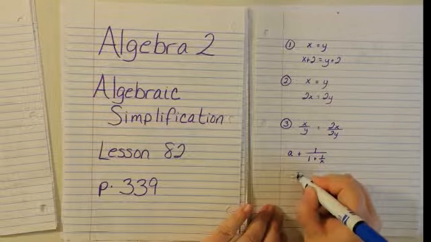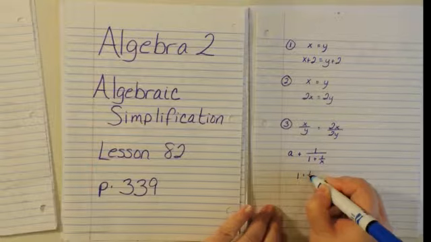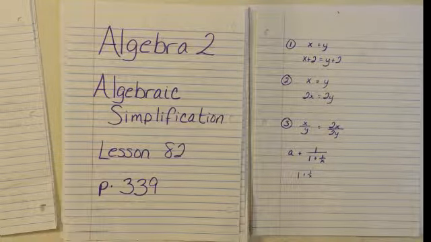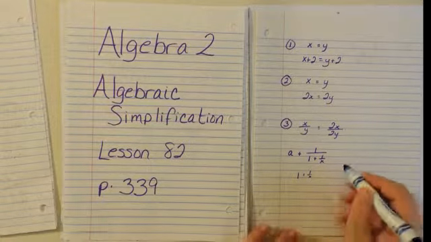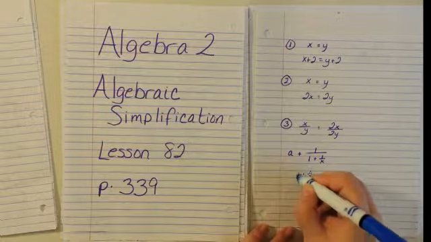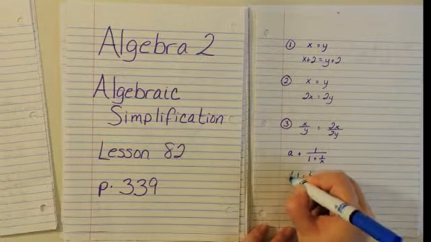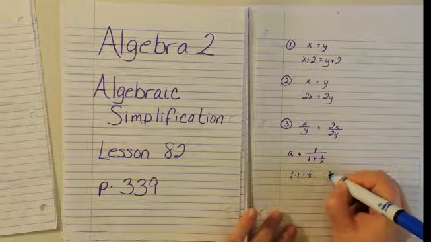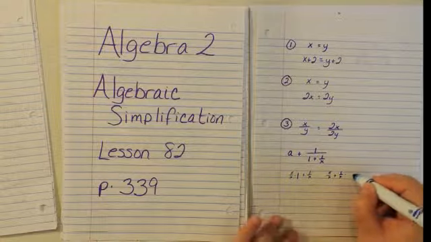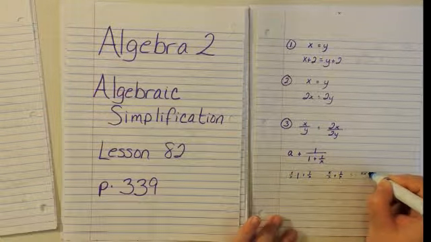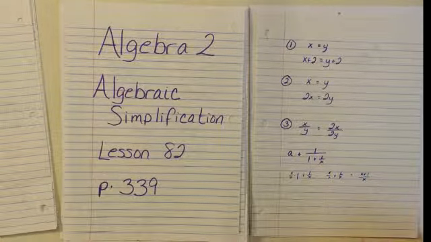So we have 1 plus 1 over x. We're going to find the common denominator here, which is going to be x. So we're going to multiply the top and bottom here times x. We get x over x plus 1 over x. And then we can rewrite this as x plus 1 over x. Right?